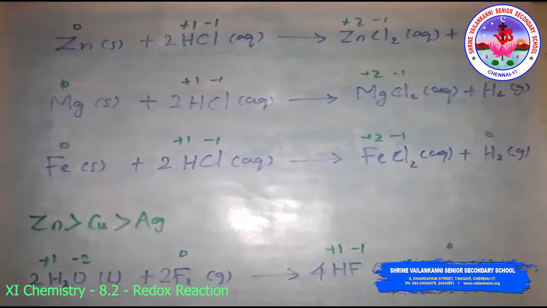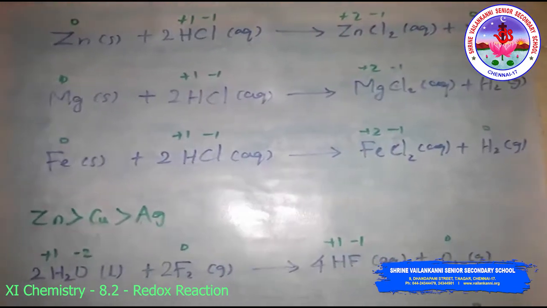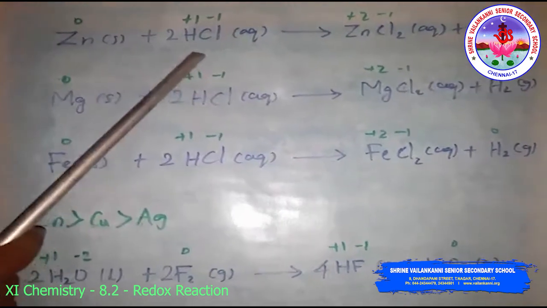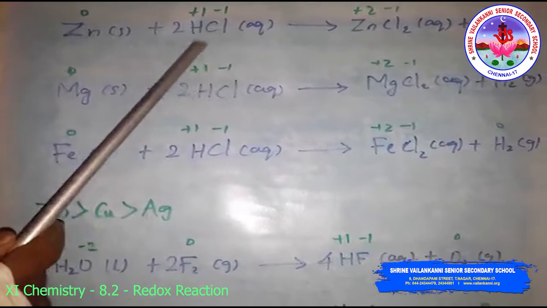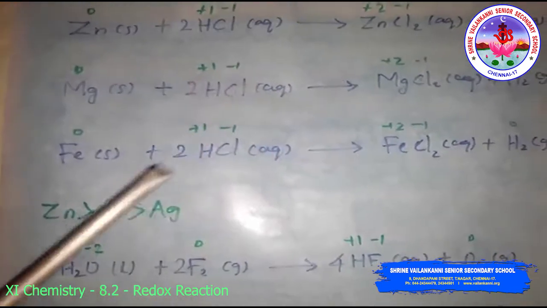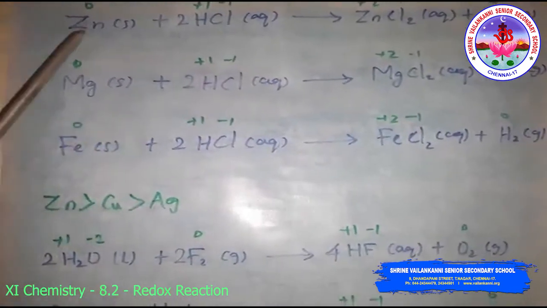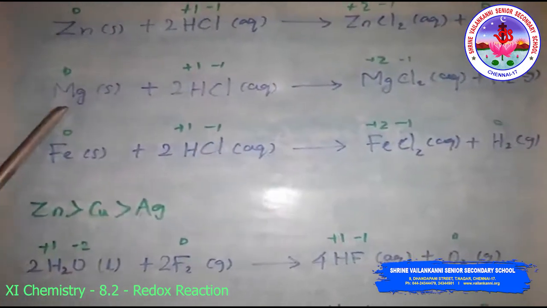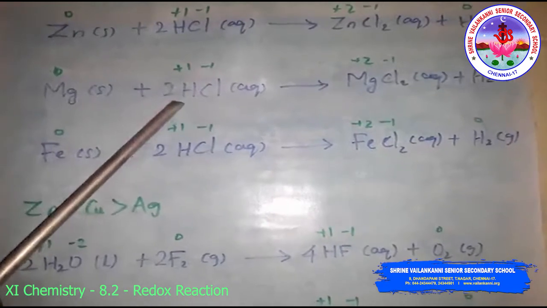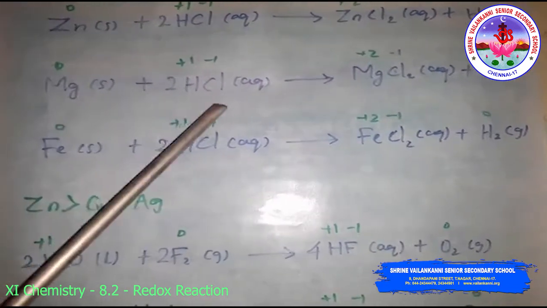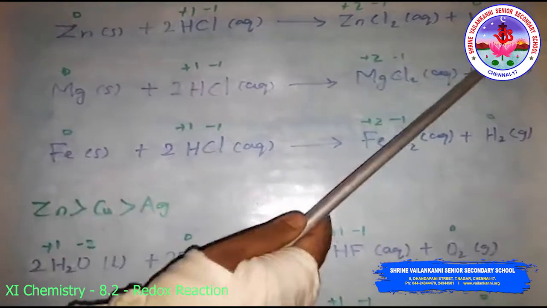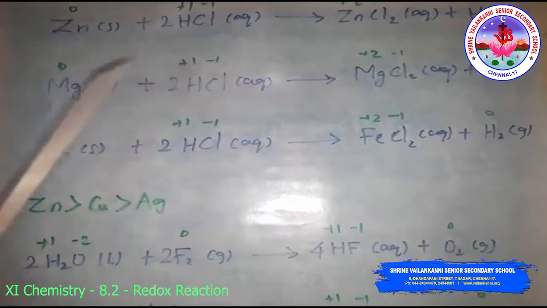Here are examples of the displacement of hydrogen from acids. Zinc reacts with an aqueous solution of hydrogen chloride, that is dilute HCl, to produce zinc chloride and hydrogen gas. So here zinc is oxidized and hydrogen is reduced. Then magnesium reacts with an aqueous solution of hydrogen chloride to form magnesium chloride and hydrogen. Here magnesium is oxidized and hydrogen is reduced, from +1 to 0.